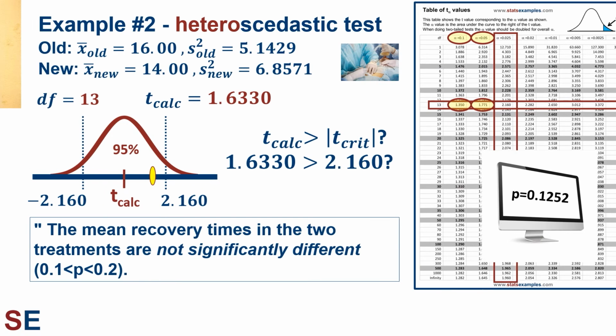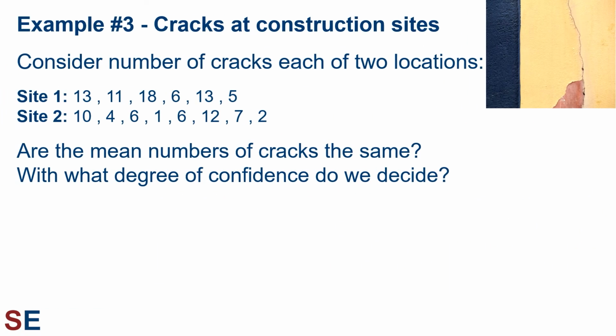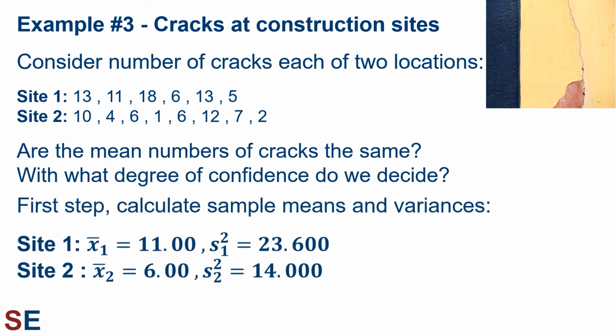Now let's consider a scenario in which we've measured the number of cracks in structures in two different locations. Perhaps we're interested in whether the different locations alter the long-term integrity of the buildings. Our questions will be, are the mean number of cracks the same, and with what degree of confidence do we decide? The first step is to calculate the sample means and variances for our two sites. The means for the sites are 11 and 6, and the variances are 23.6 and 14. Based on these, it looks like site 1 has more cracks, but we don't know if this is genuine unless the difference is statistically significant.